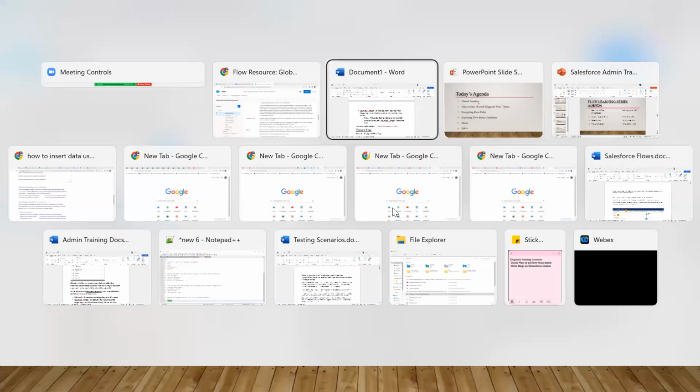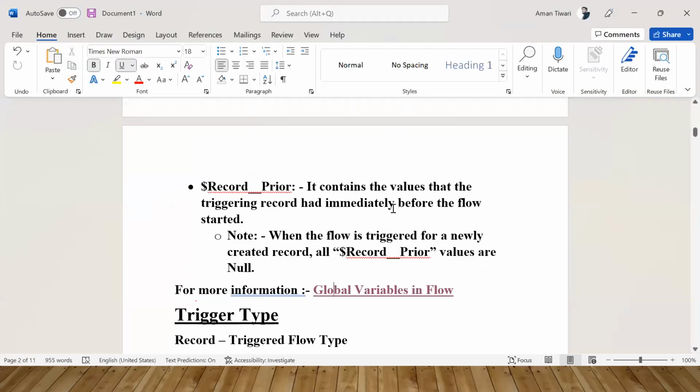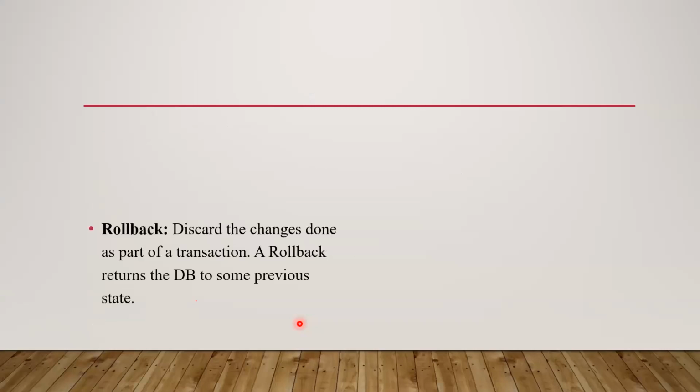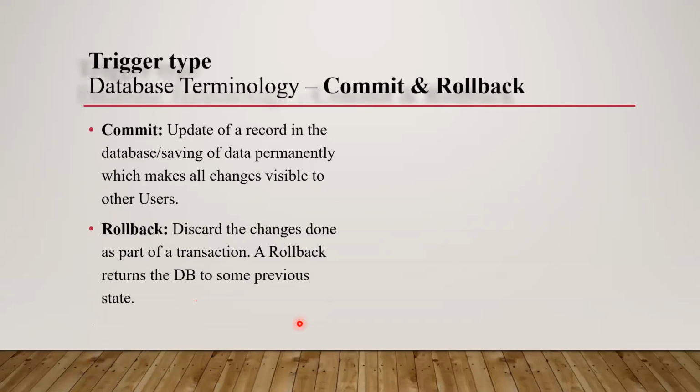With that said, we will see the next part, trigger type. Before I go on to the trigger type, I want to tell you some of the basic concepts which are important to understand the record trigger flow. So why are we using this record trigger flow? Record trigger flow, as the name suggests, gets triggered on some particular record.